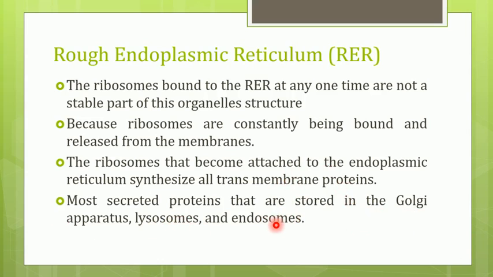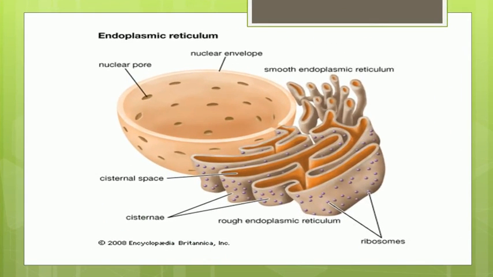Okay, so proteins are synthesized in the rough ER and then they are transported to the Golgi complex or Golgi apparatus. Further from the Golgi, they will come to the lysosomes. In this picture, you could clearly see how this rough ER is attached to the nucleus.